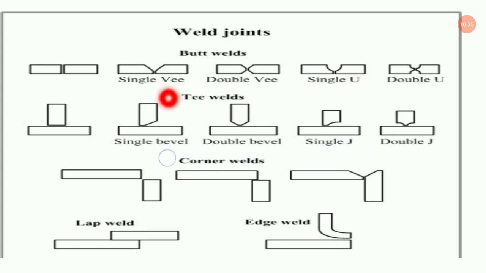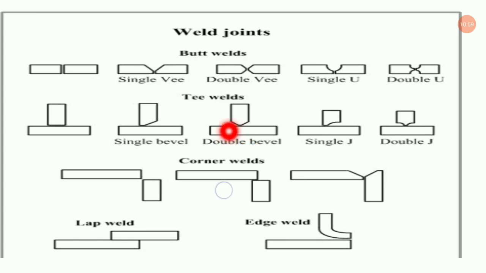Look, this is the single V. These are all butt welds mainly. So this is the single V, this is the double V, this is the single U, this is the double U. And for the T welds, here you can find this is the single V. This is the symbol of the T weld, and this is the symbol of the butt weld. And different types of T welds are single bevel. Here you can see the single bevel.